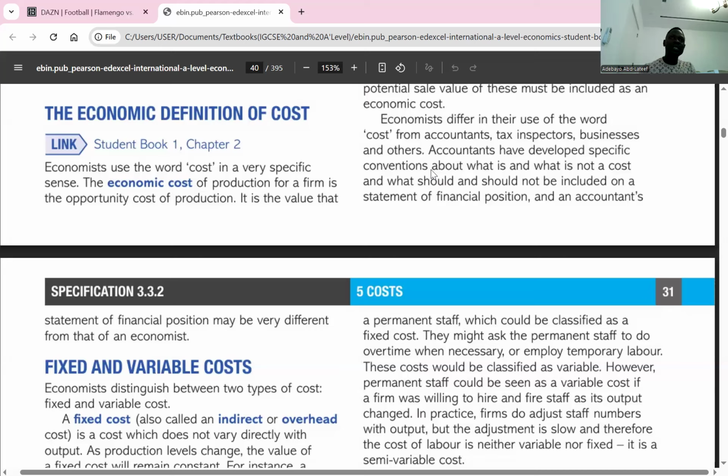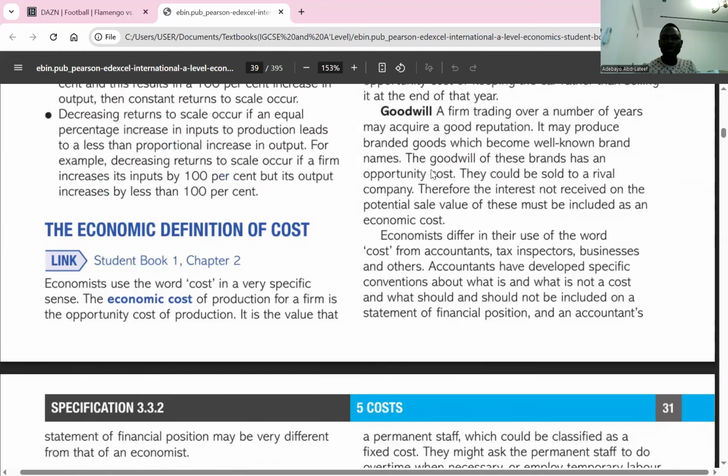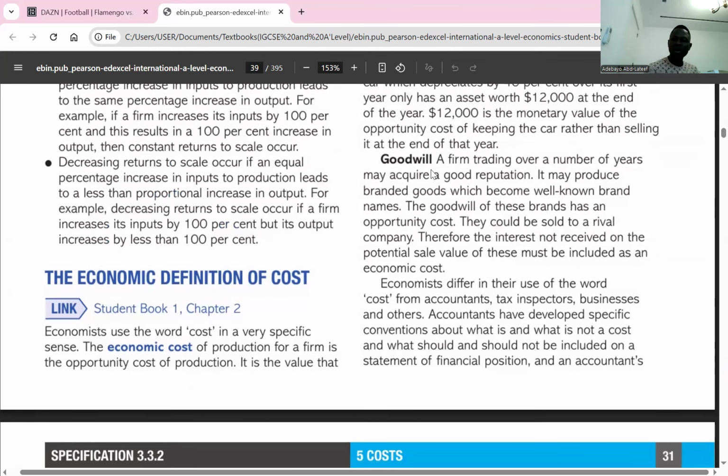When you're selling the business, with your goodwill, with your reputation, you're supposed to sell it for more. Selling it for more means you have earned certain interest. But the interest you won't earn because you are selling your business to probably your rival is what we call economic cost. Do you understand economic cost here? Yes. Any question about economic cost? No. Great.